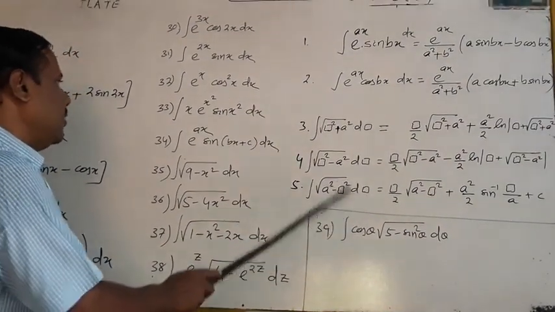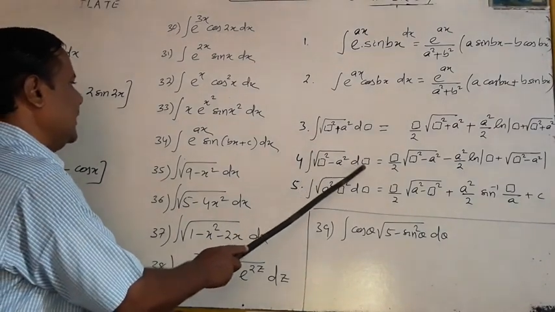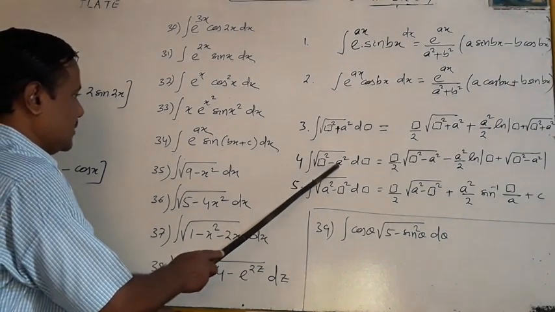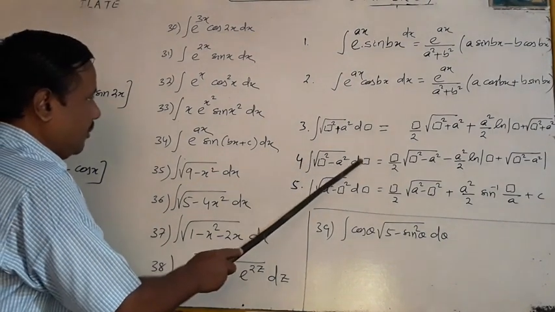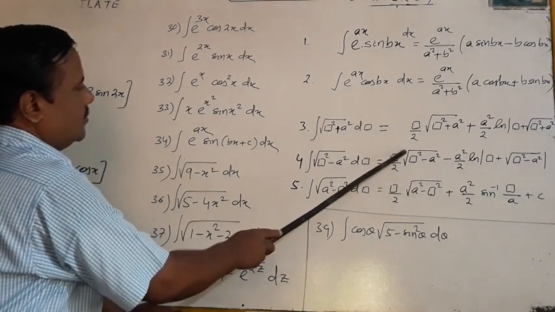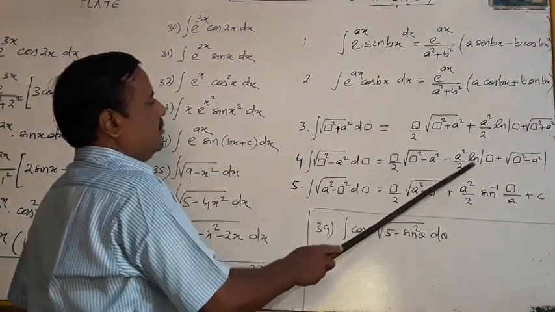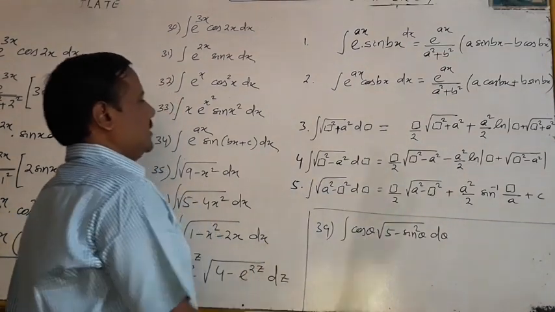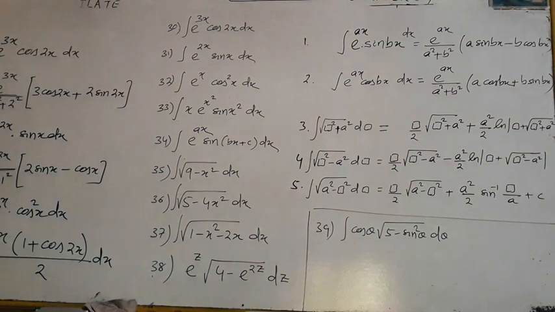Don't remember the integral of root of x square minus a square dx. Always try to remember: whatever is inside, root of that square minus a square over the derivative of that, then that by 2 root of that square minus a square, minus a square by 2 ln of that plus root of that square minus a square. Okay, now look at problem number 30.